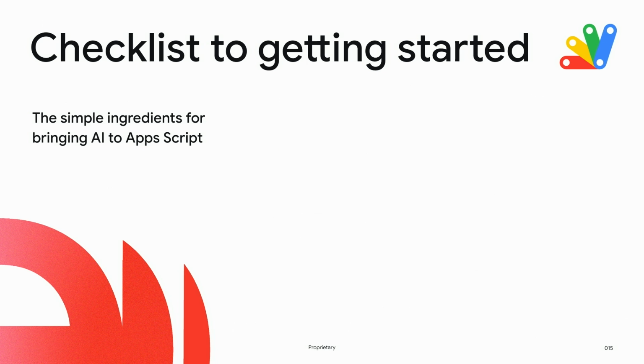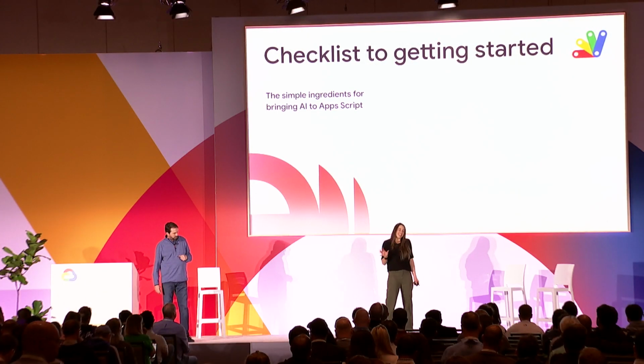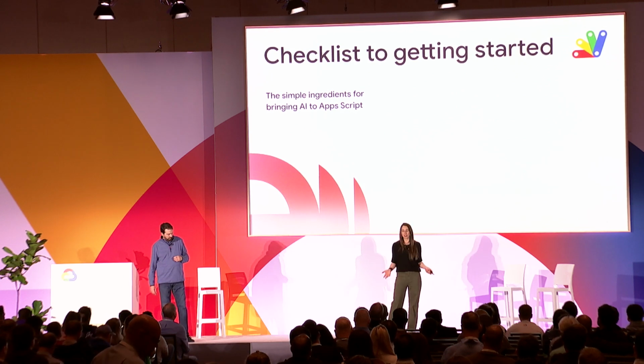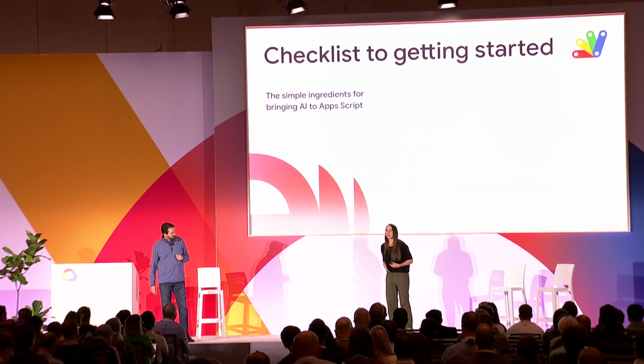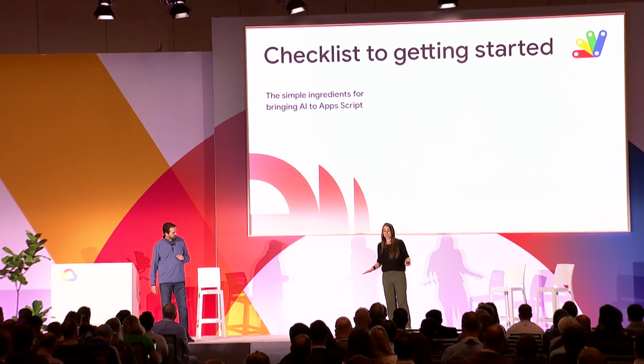But first, I want to talk a little bit about a checklist to get started. The first thing you're going to notice about getting started with this is that it's really not that different from everything you're already doing when you're building on Workspace with Apps Script. Adding AI is not that fundamentally different. There are a couple of key things, and we'll go over them, but for the most part, everything you already know today is enough to get you started.